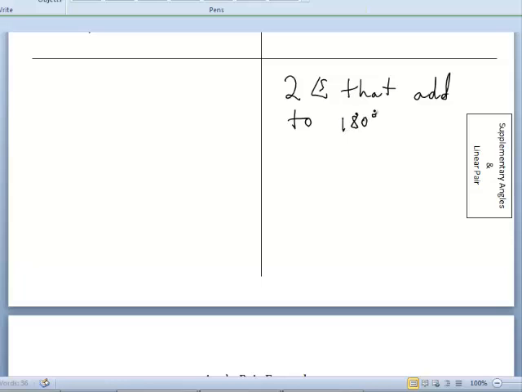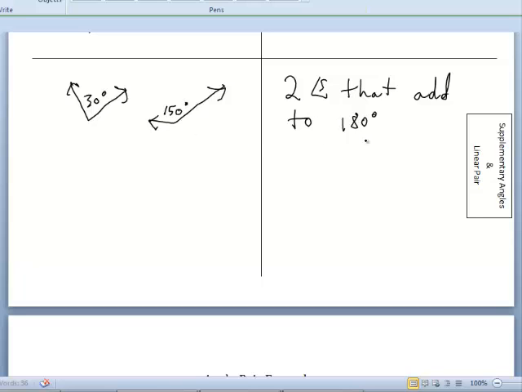An example of that, if they were together, well, let me draw them separate first. Let's say here I have a 30-degree angle. What would the supplement of that angle be? Well, 180 minus 30 is 150, so it's going to have to be a 150-degree angle. Another type of supplementary angles is that linear pair.